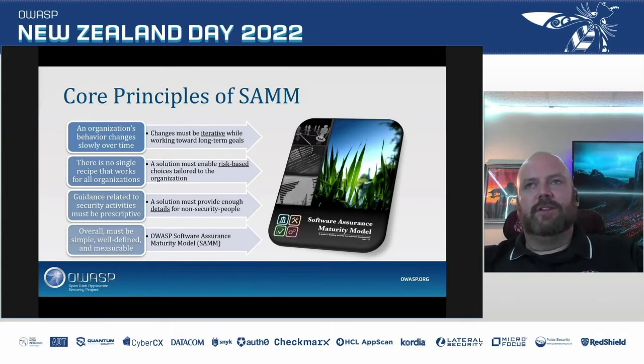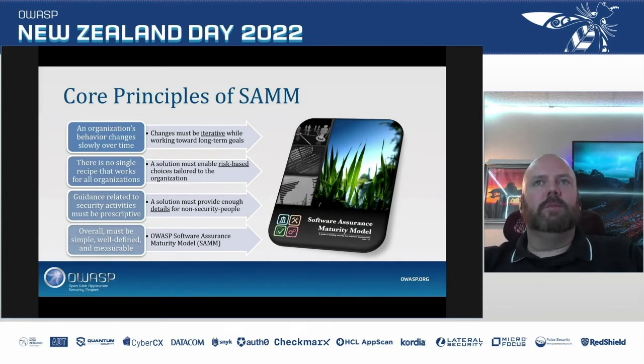So basically what we have to look at is, how do we enable a way for organizations to make risk-based decisions? And they need to be tailored for the organization because, again, your culture comes in, and your IT maturity and your tech stack and all of these different things feed into what you do as a priority for your organization. We also believe that within a model, the guidance related to security activities needs to be prescriptive.